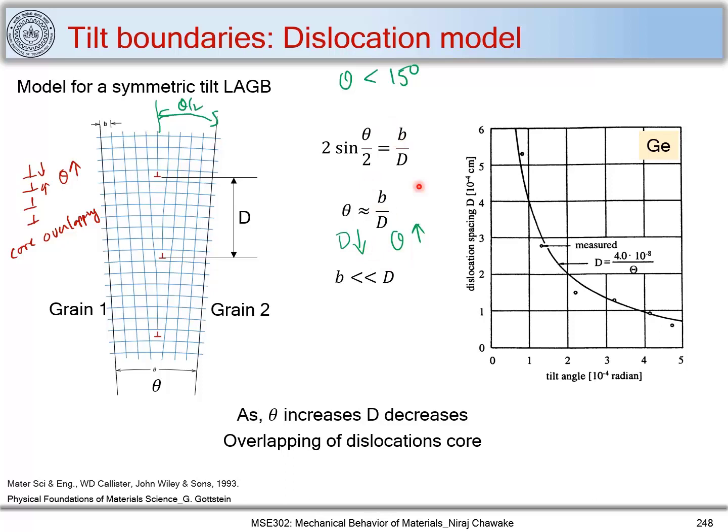So you find that if I put theta to be 15 degrees, this d is much smaller and the cores will start overlapping, and it is not possible to have this overlapping of cores. Thus this model to represent a grain boundary using edge dislocations will not be able to explain theta which is more than 15 degrees.